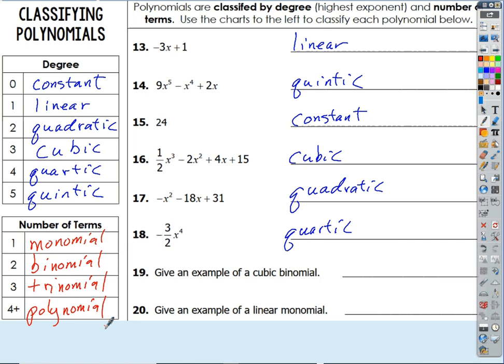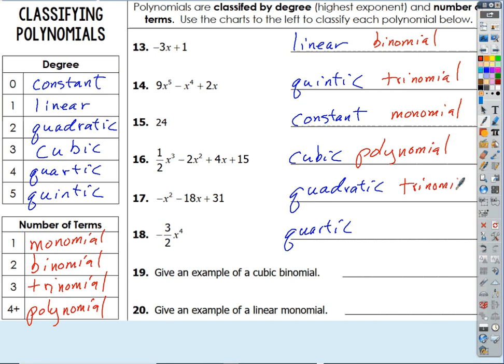So let's finish naming this. This is a linear binomial. What's this? Trinomial. Constant monomial. Cubic polynomial. Cubic polynomial. Quadratic trinomial. And then monomial. Quartic monomial.